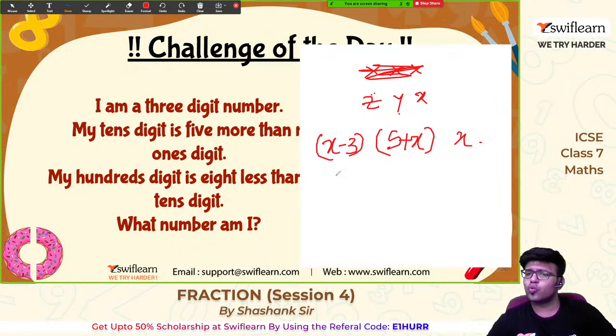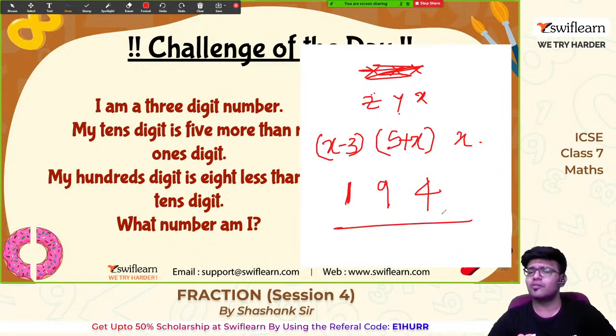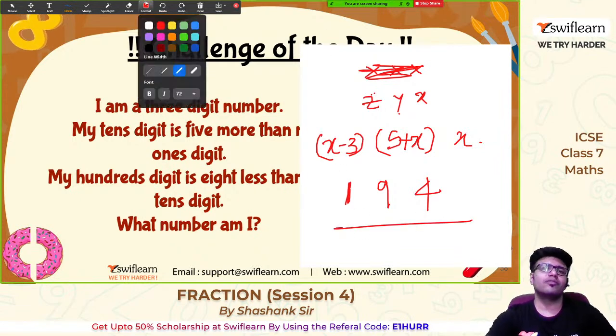So what number am I? Now if you put 3, it will become a negative number. So put 4. 4 minus 3 is 1, and 4 plus 5 is 9, and 4. Yes, this satisfies the condition. If I put 5, 5 plus 5, I'll get 10, so it is not possible. So x is equal to 4. So this is the answer. We have done this right.